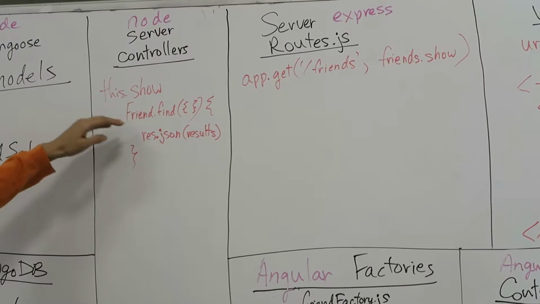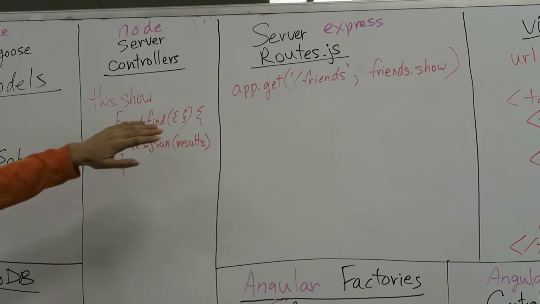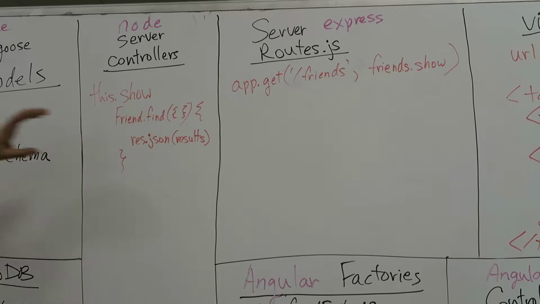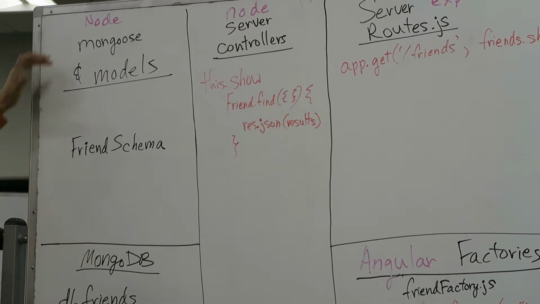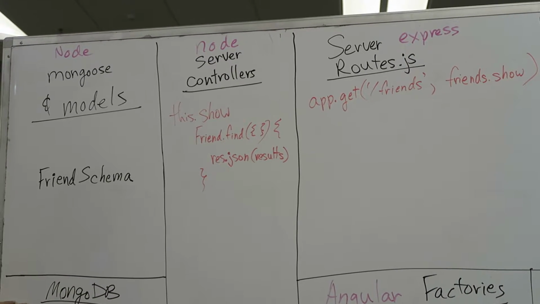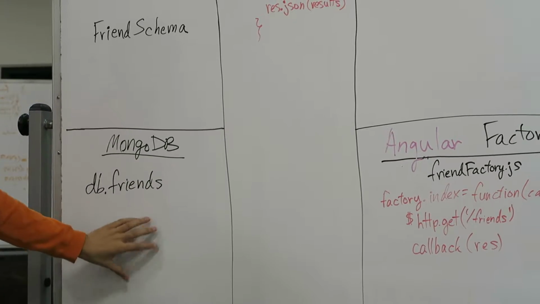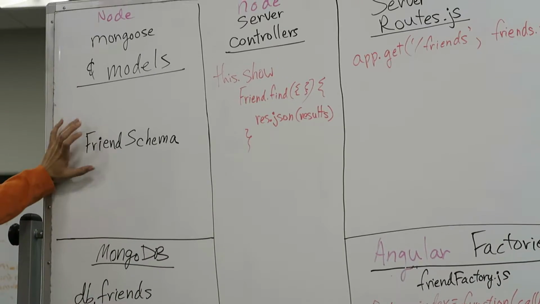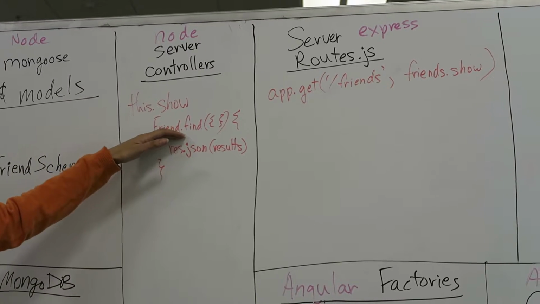Our .show will run a friend.find function, so it'll just find all the friends in our friend schema, which is available in our models. Then Mongoose is going to send that friend.find function into our Mongo database, in our friends collection. That will return our data into Mongoose, into models, into our controller, and it'll be the results of our friend.find.